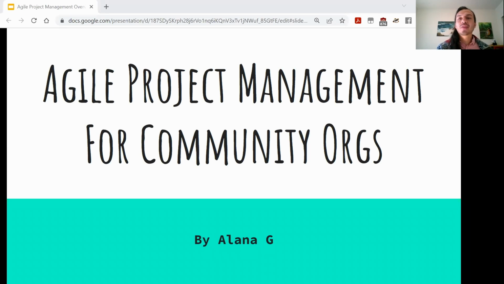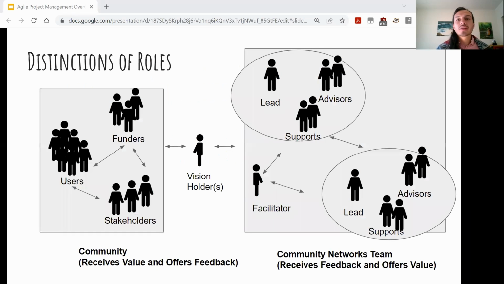I'm so excited to share with you how Agile project management can be used to support the work of community organizations like ours. First, I'll show you an abstract map of the various roles.